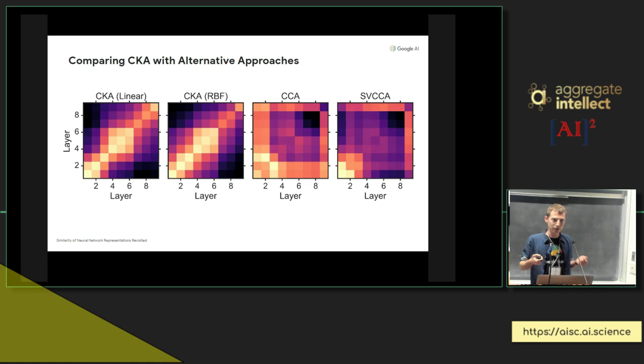We can also compare CKA to approaches that have previously been proposed to measure similarity between neural network representations. Here I show the similarity between layers using canonical correlation analysis and singular vector canonical correlation analysis, which are ways of measuring similarity that have been used in previous work. You can see here that you don't see this bright diagonal, and a lot of the layers are very similar to either the first layer or the last layer of the network. That indicates that there are problems with these methods.